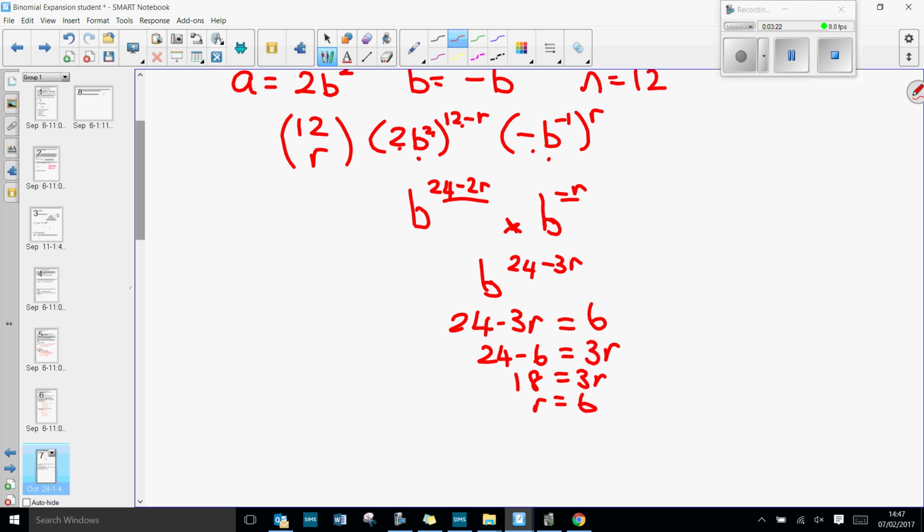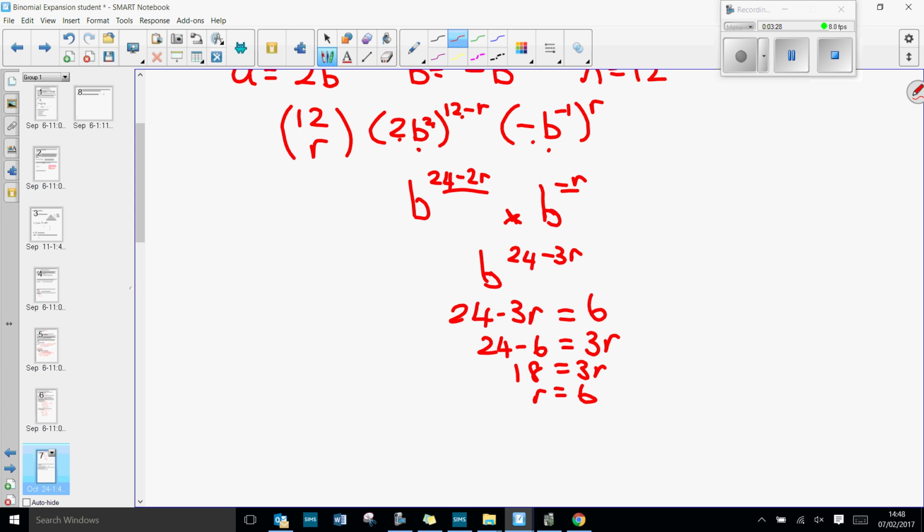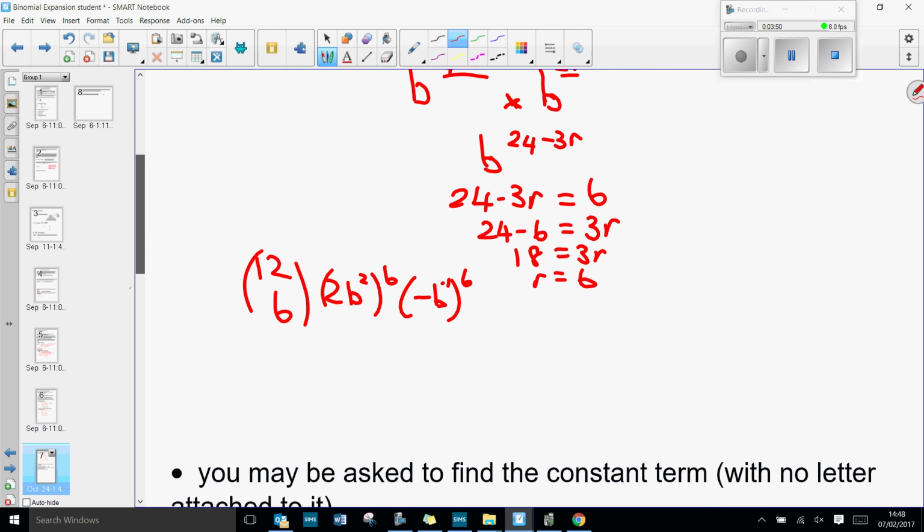Alright, so now we've established the value of R, we can stick it back in. So we've got 12 C 6, 2B squared to the power 6, negative B to the -1 to the power 6. Because we just established that R was 6, and this one was 12 take away 6. I did that bit in my head.